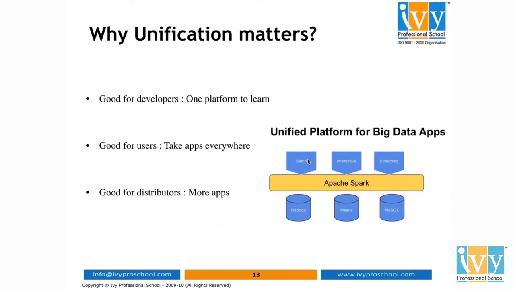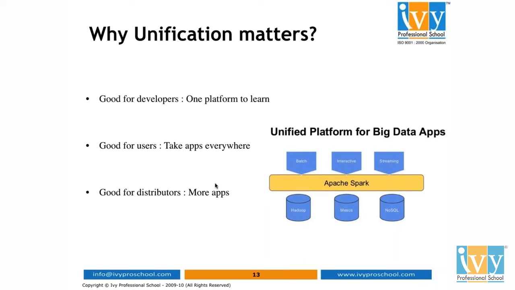So we talked about unification. Unification means everything you can do under one hood: batch processing, interactive, streaming, everything. So it's really good for developers, for users and for distributors. Developers can code on one platform and use it for anything. It's good for users too: you can take your applications and run them on Hadoop or Mesos, anywhere.